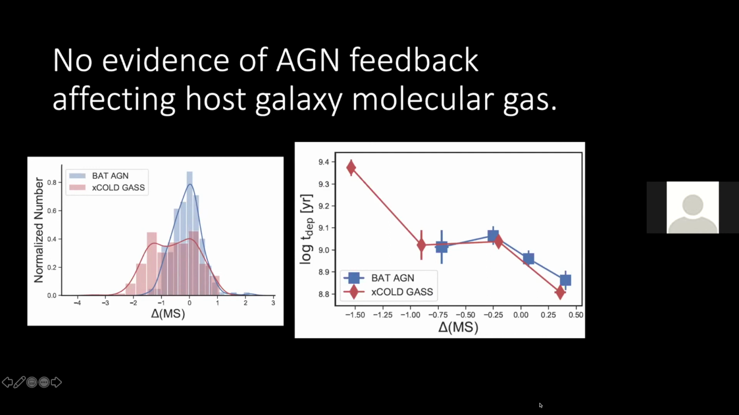But if you look at the depletion time, which is essentially how fast the star formation would deplete the molecular gas, you find that the samples are very similar. So we don't see that higher Eddington ratio or higher X-ray luminosity AGN are actually depleting the molecular gas and affecting the total overall gas supply.